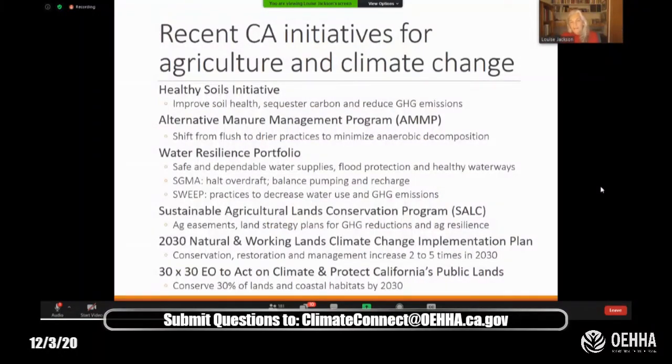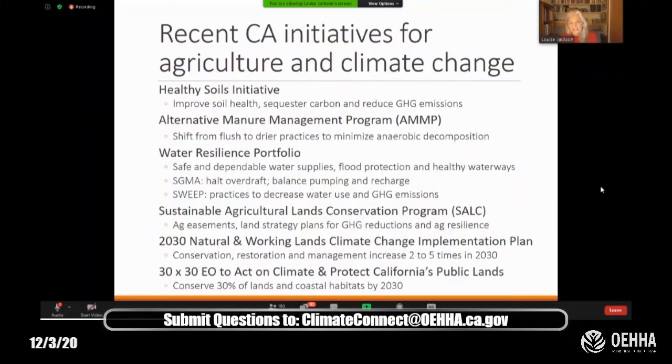In California, we're seeing tremendous activity on initiatives for agriculture and climate change. I've mentioned some of them before. There's others listed here. And at the bottom is the Act on Climate and Protection of California's Public Lands that a couple of the earlier speakers, including Wade Crowfoot, explained to us as a result of the executive order by Governor Newsom really recently.